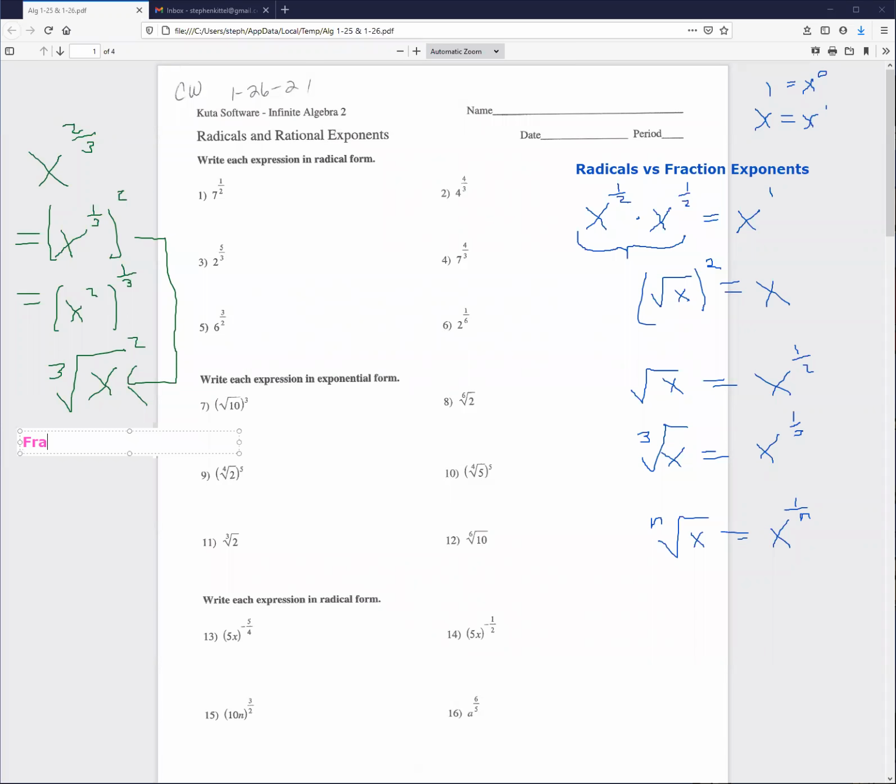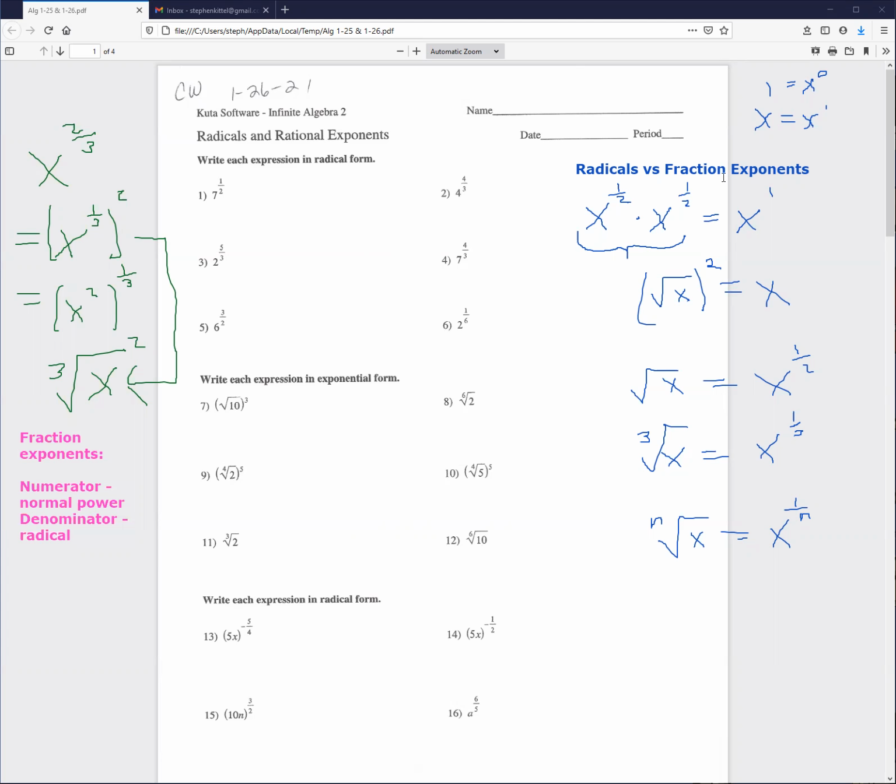So fraction exponents. The numerator is the normal power, and the denominator is the I'll just write the radical, but it's like the number of times radical, like the what root, right? Like so if it's 3, it's cube root, if it's 4, it's fourth root, etc. So this is what we need to remember when talking about our fractional exponents.